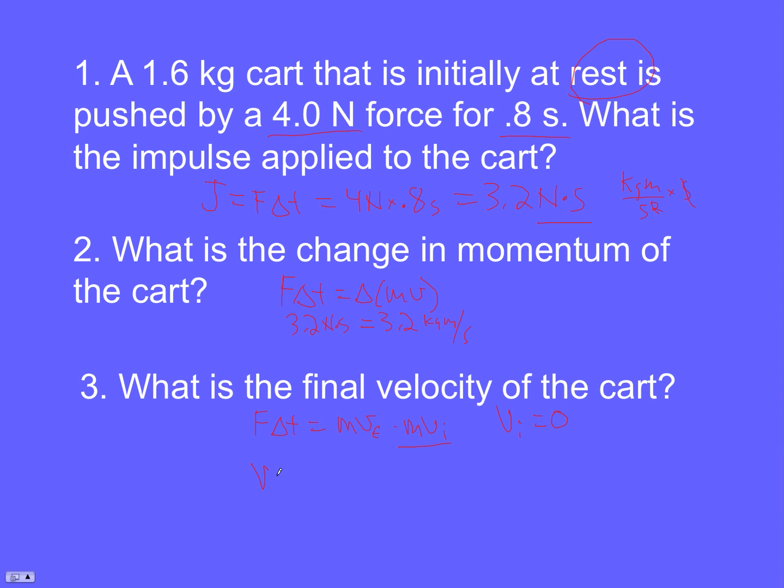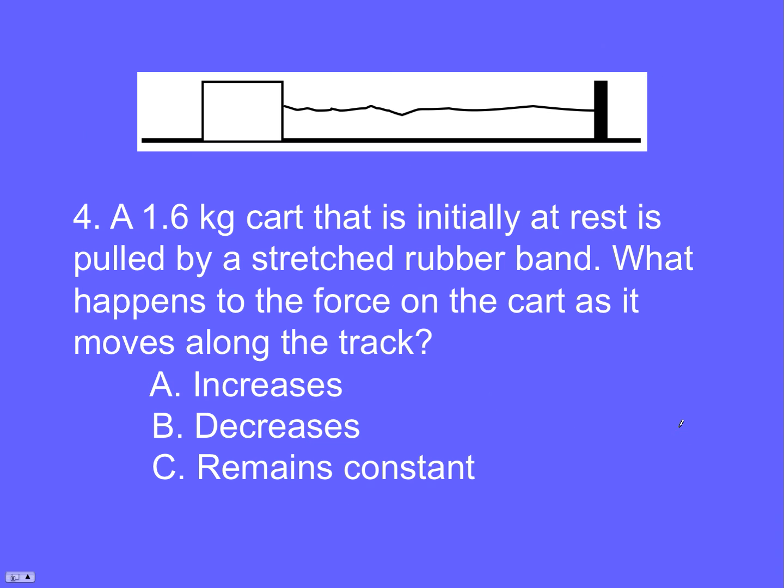And so the final velocity would be the impulse, 3.2, or the change in momentum, over the mass, which was given as 1.6 kilograms. So if you look at the units, kilograms cancel, I'm left with meters per second, and it'd be 2. So pretty easy stuff. This is number 3, a typical multiple choice question.